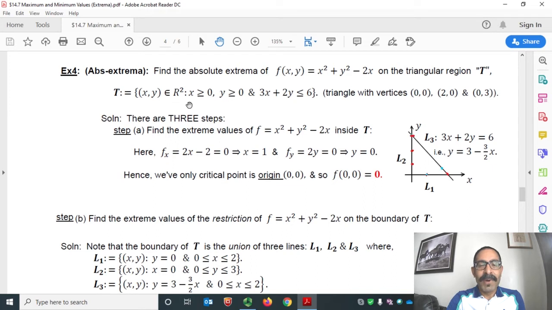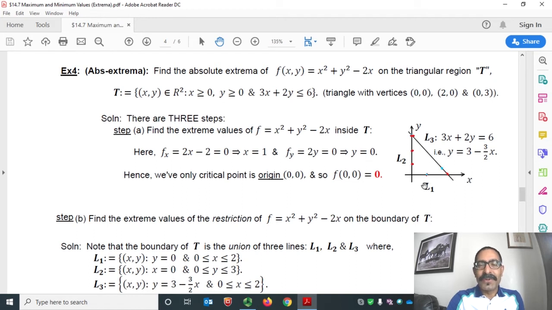This is bounded by x greater than or equal to 0, y greater than or equal to 0, and the line 3x plus 2y less than or equal to 6. See this line. Solutions. So to find the absolute extrema, we have 3 steps. The first step, we need to find the extreme values of f inside the domain. Now here's our domain. Our region is the triangular region T here.